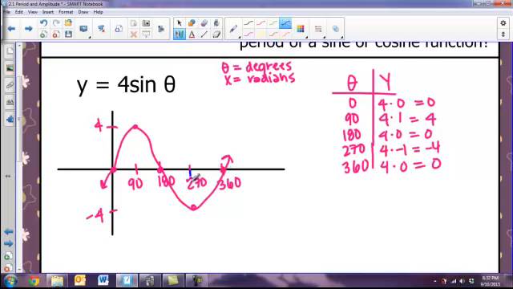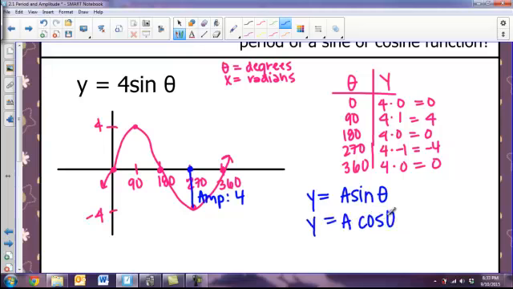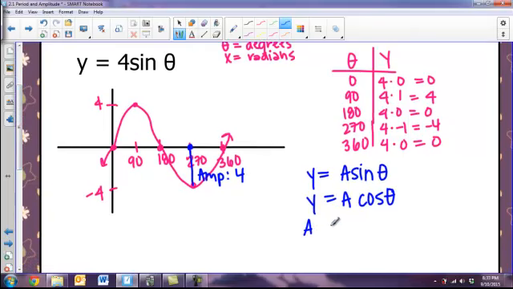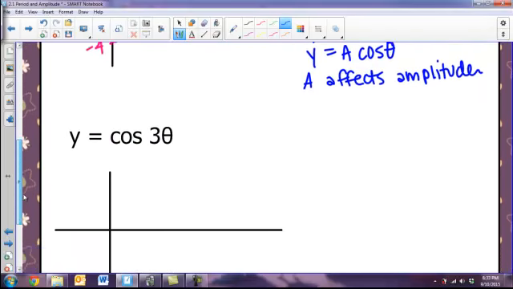If I look in here, my amplitude is now 4. The distance from that middle line, the sinusoidal axis, down to a high point or a low point would be 4. So when you are multiplying a number on the outside, for instance, we'll call it A, whether it's sine or cosine of theta, you are going to be affecting your amplitude. So A affects your amplitude, or how high or low your graph goes. So outside affects amplitude.